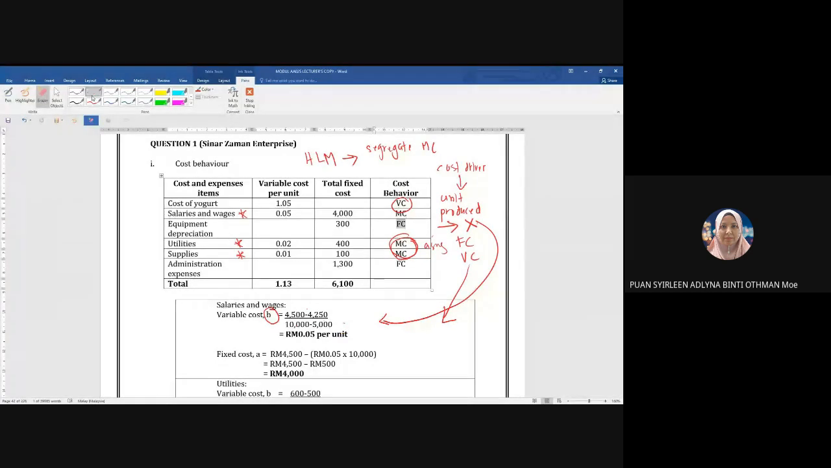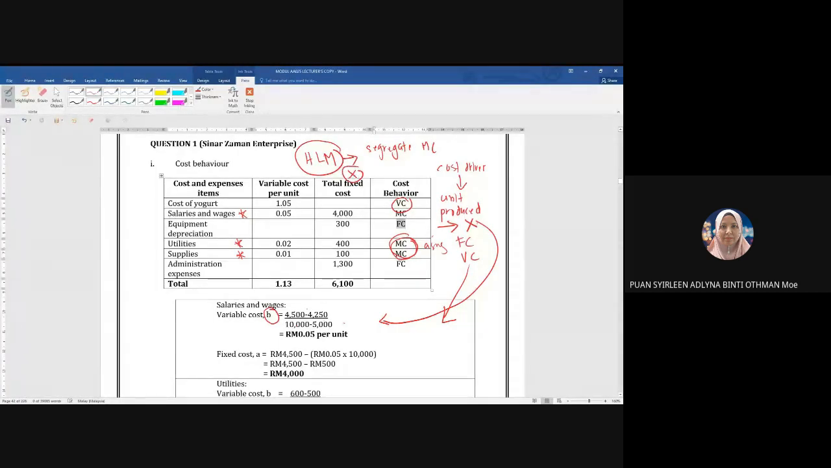Tak kisahlah cost itu second highest ataupun cost itu is second lowest. Okay, sebab kita tak fokus pada jumlah cost. Right, we are not looking at the total cost, we are looking at the unit produce. So X ni adalah penentu untuk kaedah high-low method ni. Okay, kita akan tengok pada X sahaja.